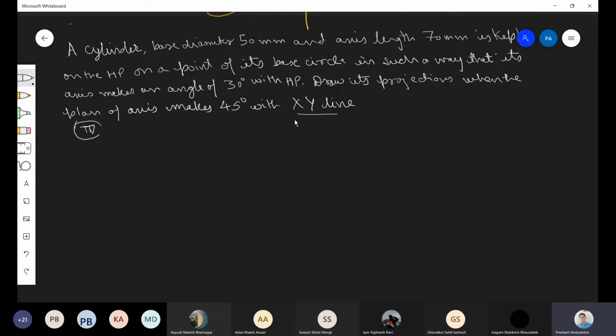Will the front view touch the XY line or the top view touch the XY line? Front view will touch the XY line. I want answers. Okay. Other students answer it. Why will the front view touch the XY line? Resting on HP. क्वेश्चन में HP लिखा है ना, kept on HP. ठीक है, kept on HP or resting on HP. So I hope it is clear to all of you. Front view will be a rectangle, top view will be a circle.